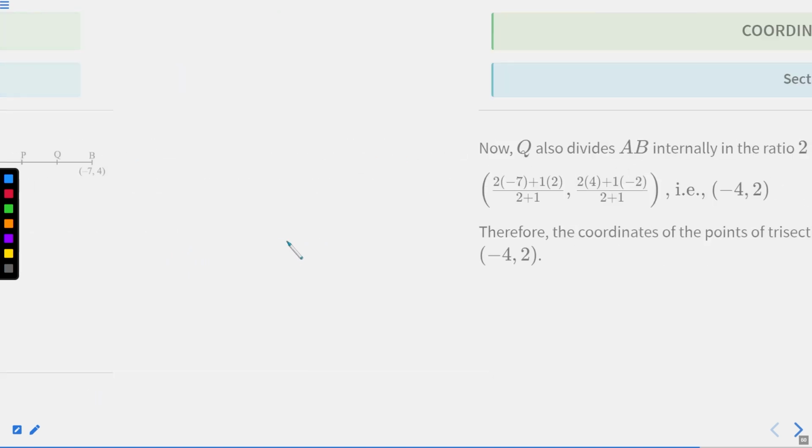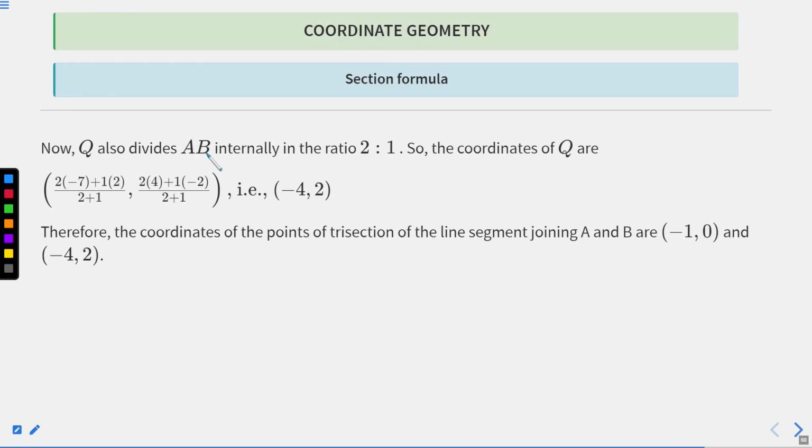Okay, so now Q also divides AB internally in the ratio 2 is to 1, and so now we can use the section formula. So the coordinates of Q are 2 into minus 7 plus 1 into 2 divided by 2 plus 1, comma 2 into 4 plus 1 into minus 2 divided by 2 plus 1, that is minus 4, 2. So therefore the coordinates of the points of trisection of the line segment joining A and B are minus 1, 0 and minus 4, 2.